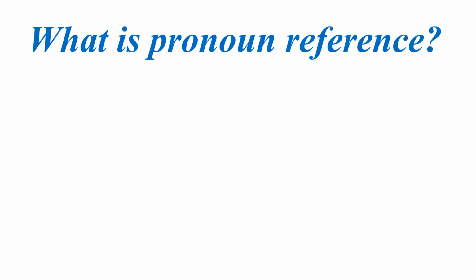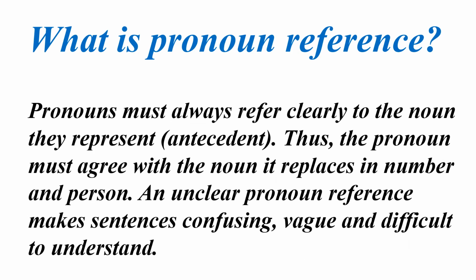Now, we have to know what pronoun reference is. Pronouns must always refer clearly to the noun they represent. What does it mean? It means that which noun the pronoun will refer to must be very clear. And this is called the antecedent. Thus, the pronoun must agree with the noun it replaces in number and person.